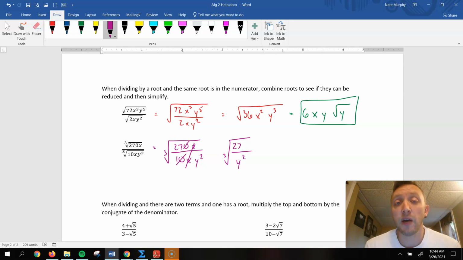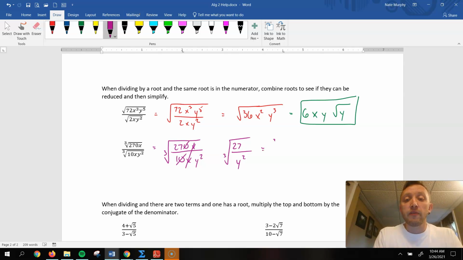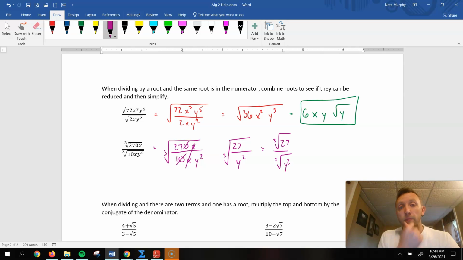Now remember, they're still under the cubed root. So what I could do at this point is break these up into separate roots. So we could have the cubed root of 27 over the cubed root of y squared. Now the cubed root of 27 is just 3. So now we have the 3 over the cubed root of y squared.